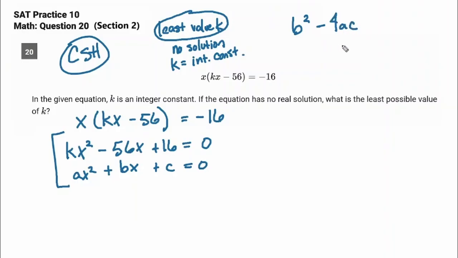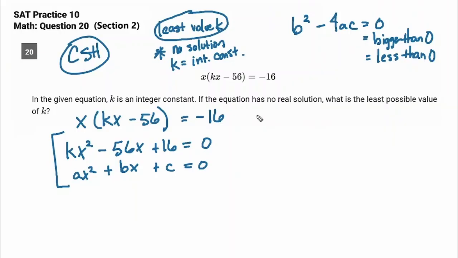b squared minus 4ac can have three results. It can equal 0, it can be bigger than 0, or less than 0. If b squared minus 4ac equals 0, your quadratic equation has one solution. If b squared minus 4ac is bigger than 0, your quadratic equation has two solutions. If b squared minus 4ac is less than 0, your quadratic equation has no solutions. So that's what we want. We want b squared minus 4ac to be less than 0.